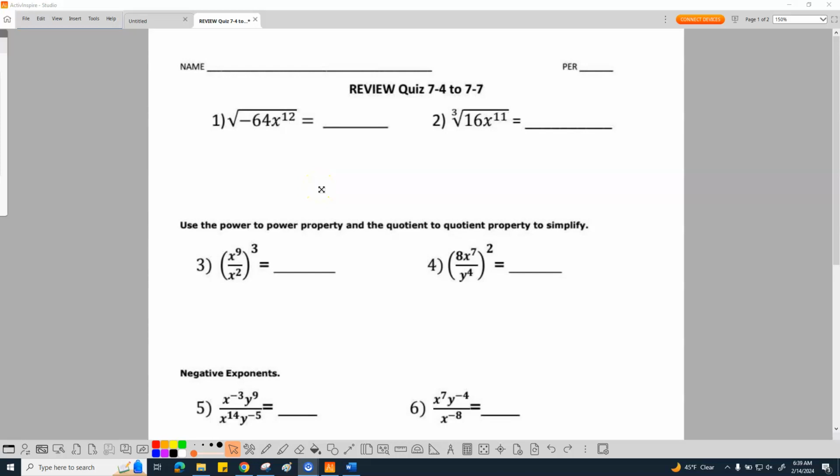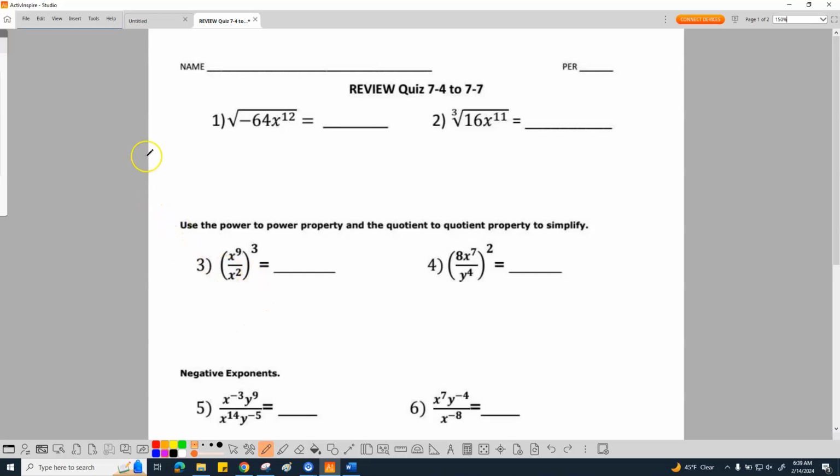All right, Algebra 2, we're going to be doing the quiz review for 7-4 through 7-7. If you're curious about the dates of everything, 7-4 is going to be on the 7th of February. 7-5 is going to be on the 9th of February. 7-6 is on the 12th of February. And 7-7 is the 13th of February. So if you need more videos, you can go back and get help there.